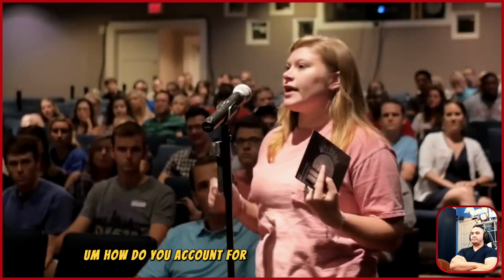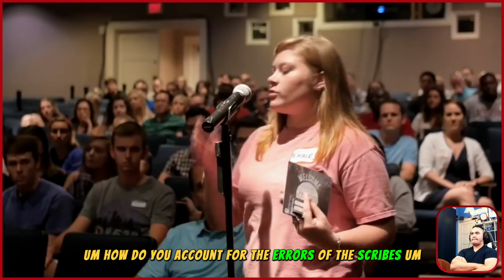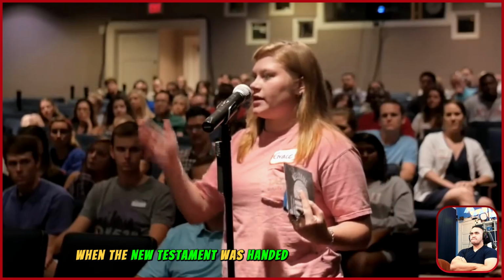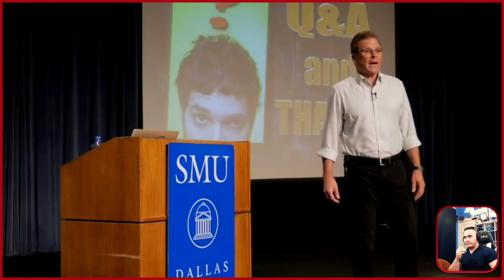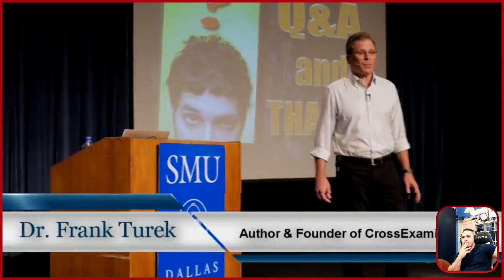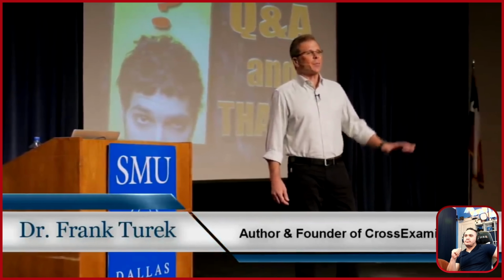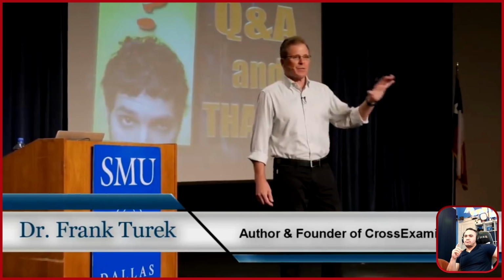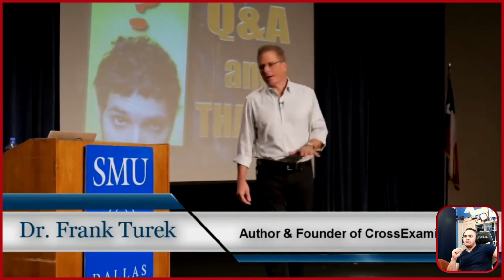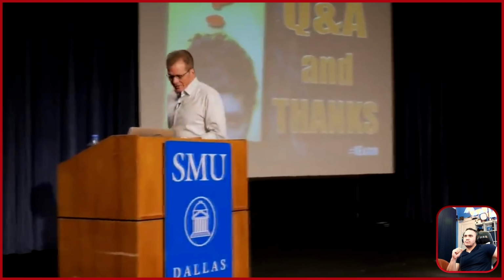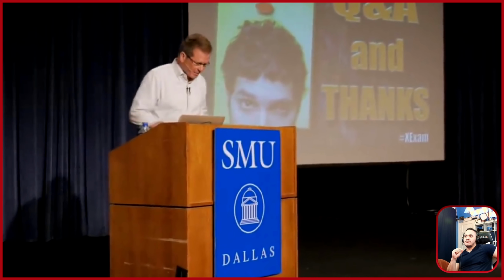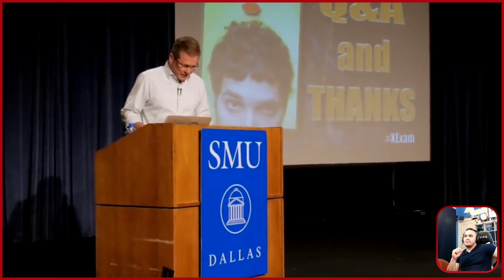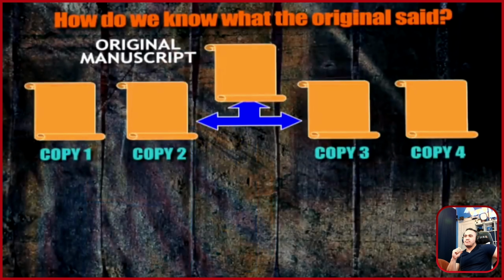How do you account for the errors of the scribes when the New Testament was handed down person to person? Yeah, excellent question. There are errors that we know about. Why? Because we can compare the documents, we can compare the manuscripts and see where the errors are. In fact, let me see if I can show you a representation of that, because it's better seen than it is described. Here it is.